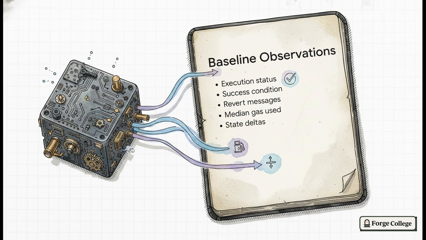Did the execution actually complete? Did it meet the success condition for the exploit? What were the exact revert messages? What was the median gas used? And absolutely critical here, what were the final state deltas? Like, did balances or ownership flags actually change? Meticulous record-keeping like this is just a fantastic habit to practice in isolated testnets, much like the hands-on labs you see across Forge College's learning tracks.